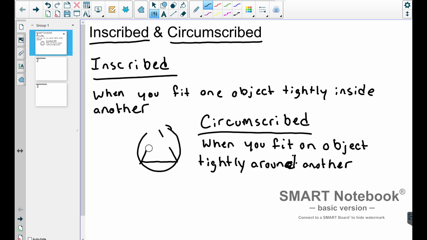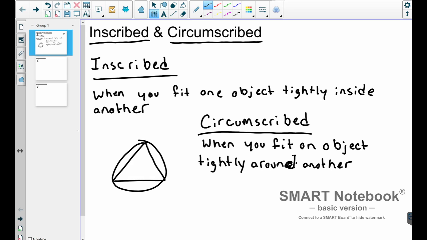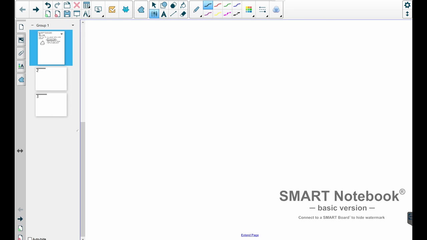So with this picture, we'll redraw it to think about it. If we had a triangle with a circle drawn around it, we would say that circle is circumscribing or circumscribed to the triangle. So the one on the outside, circumscribed. The one on the inside is inscribed. Now let's end the page here and think of some examples of this.